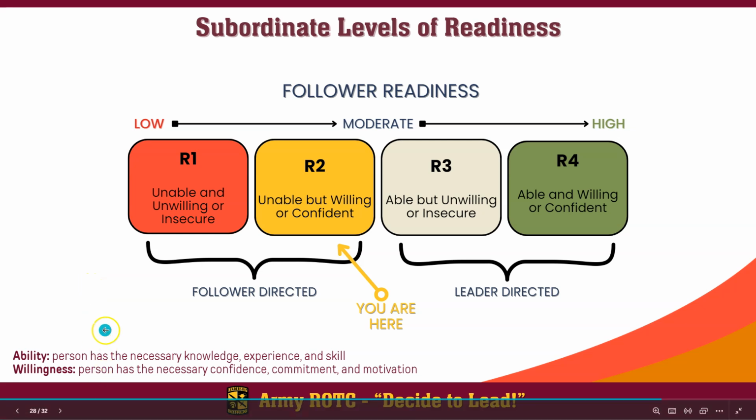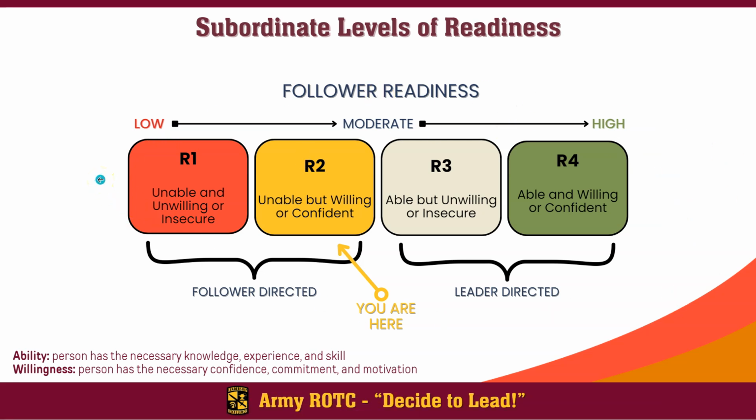Now we talk about ability and willingness. Ability, again, is that idea the person has the actual necessary knowledge, experience, and skills to complete something. Willingness is internal. That person needs to have the necessary confidence, commitment, and motivation to accomplish it. So that's how those definitions play into all of this right here and where we can consider some of our followers to be. Now, how do we know what our follower readiness is?